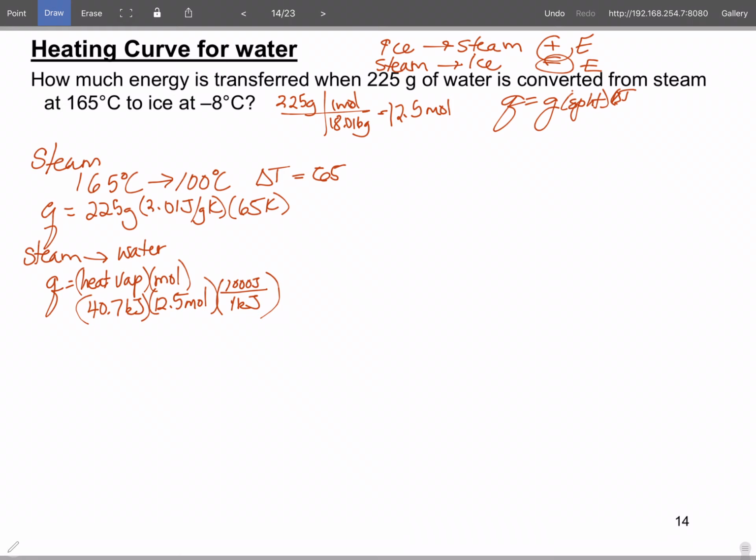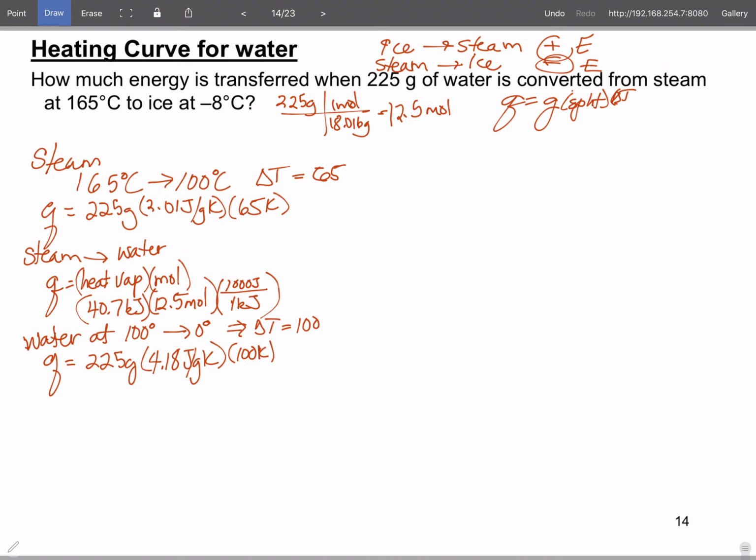Then from there, we're going to go from water at 100 degrees to 0 degrees. So delta T would be equal to 100. So the Q is equal to the mass again, which is 225 grams, times the specific heat of water, which is 4.18 joules per gram per K, times 100.